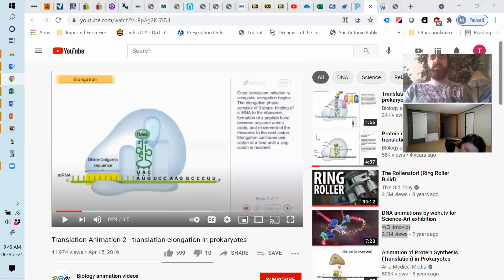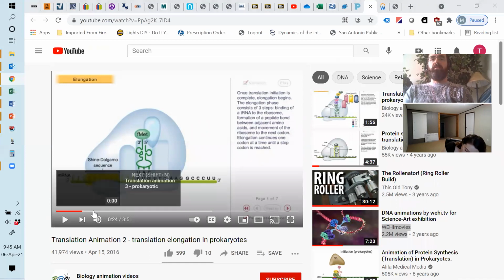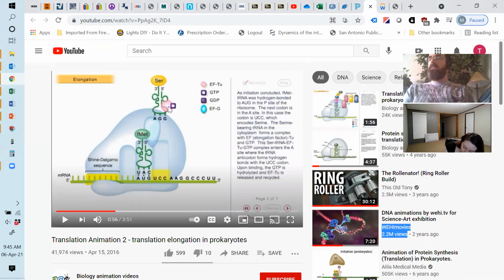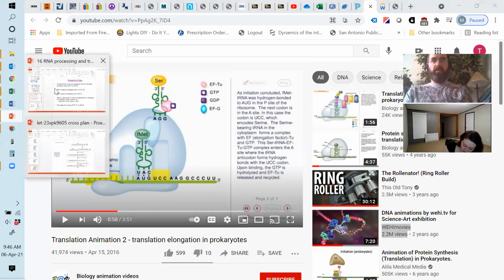So essentially, and there are some other things involved. There's a couple of proteins involved, and there's going to be two GTP used. The first one is to bring in the new tRNA, right? So UCC encodes serine. Let's see if we can find that on here.